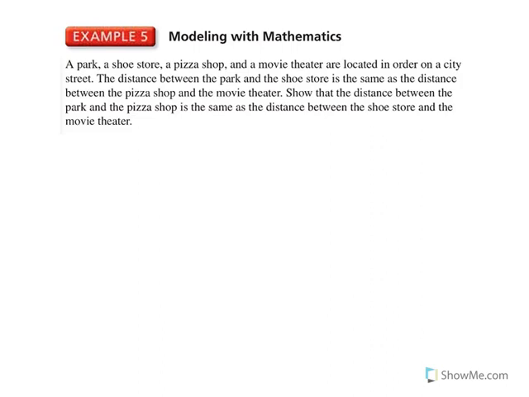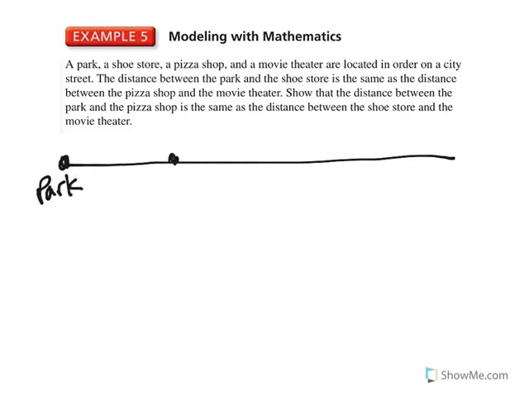So they told us that they're located in order. So first we want to draw this picture. So we have a street. It says we have a park first. It says we have a shoe store, I'm just going to write shoe. We have a pizza shop, and we have a movie theater.